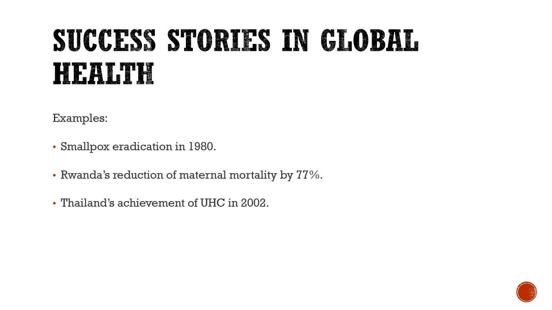Success stories in global health. Despite challenges, there have been incredible success stories. The eradication of smallpox in 1980 remains one of the greatest achievements in public health history. Rwanda reduced maternal mortality by 77% through investment in healthcare. Thailand's achievement of universal health coverage in 2002 showed that bold policy decisions can transform health systems. These examples remind us that progress is possible when there is commitment, collaboration, and innovation.